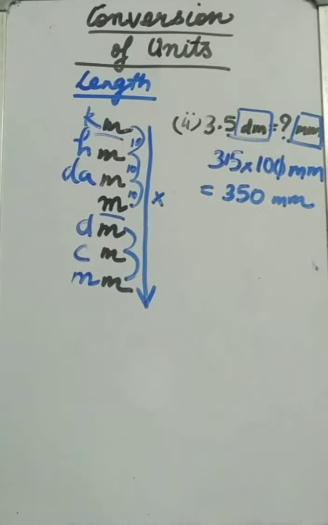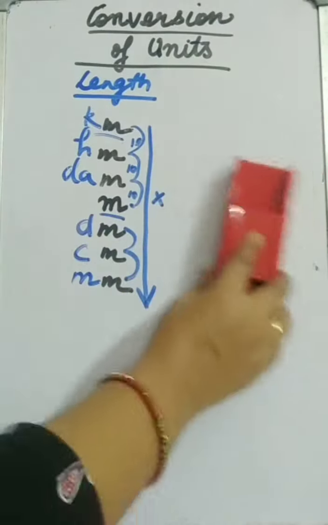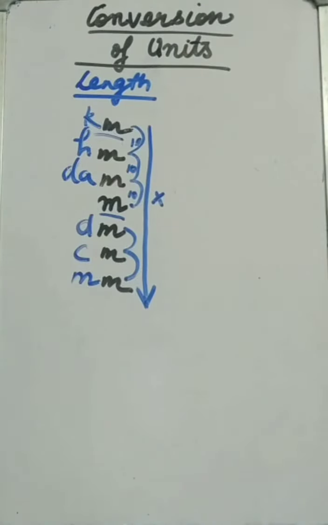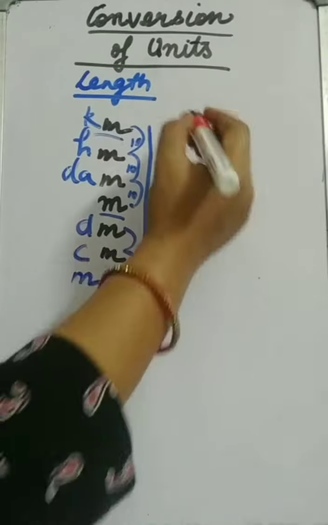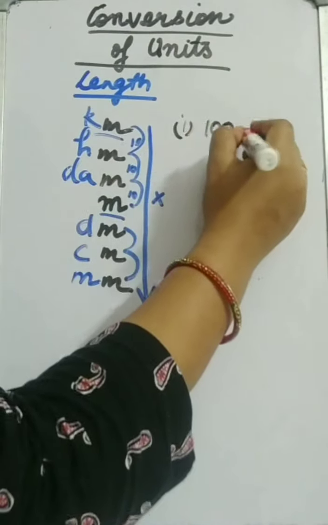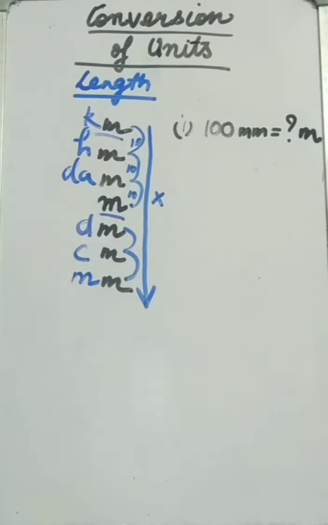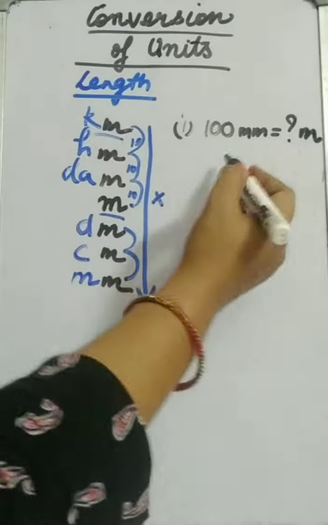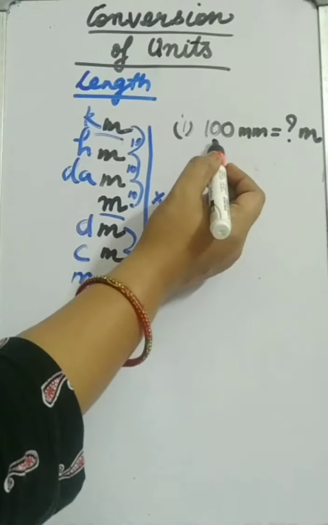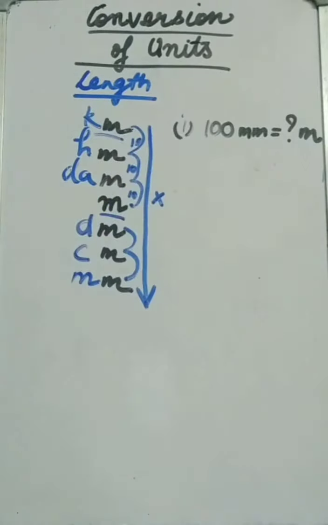Now this was when I have to convert from a higher unit to a lower unit. Now suppose I have to go the other way. I take another example: 100 millimeter is how many meter? This is the question. Again, it is written in the same manner. Unknown is written on the right hand side, known on the left hand side. So I don't have to make any change. It will be written as it is.